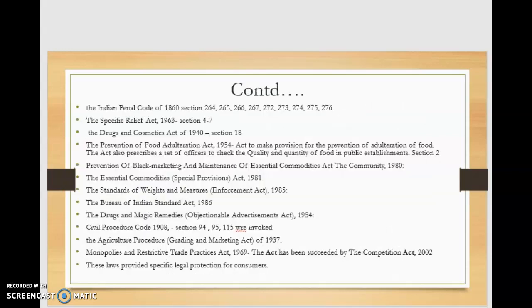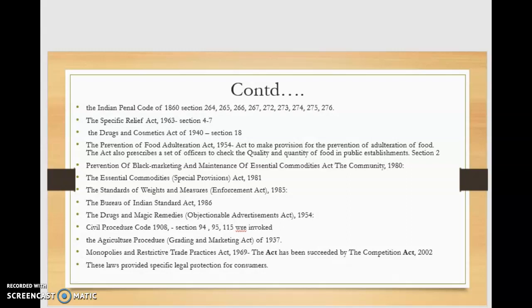In addition to the Consumer Protection Act, certain other acts were taken up in order to protect the interest of consumers, like the Specific Relief Act, Drugs and Cosmetics Act, Prevention of Food Adulteration Act, Essential Commodities Act, Standards of Weights and Measures Act, Bureau of Indian Standards Act, and Drugs and Magic Remedies Act. These acts are still in existence. Either they have been amended or repealed in one way or the other, but these laws exist in addition to the Consumer Protection Act, designed to protect the interests of the consumer when dealing in the market, or with respect to the qualities with which they are provided.